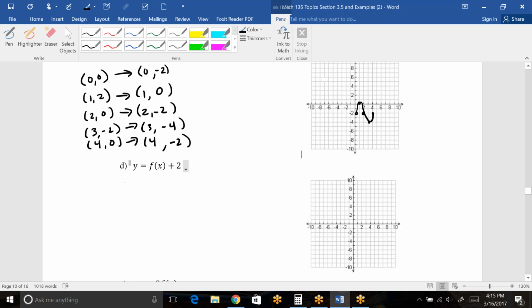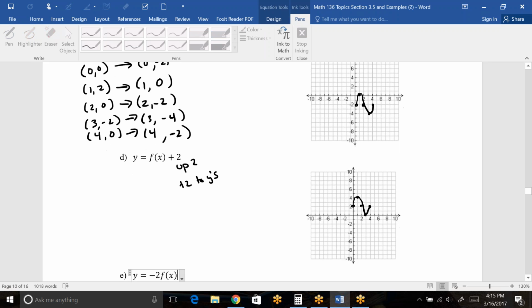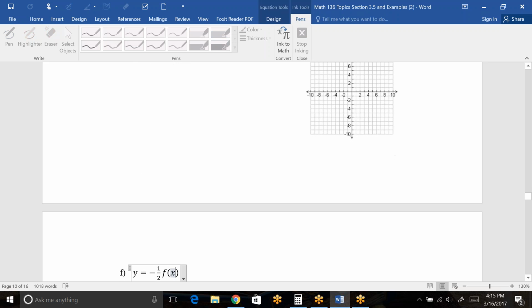So when we do this next one, it's the same kind of problem except we're just going up 2, or adding 2 to the y's. So (0, 0) would move up to (0, 2). (1, 2) would move up to (1, 4). (2, 0) would move up to (2, 2). (3, -2) would move up to (3, 0). And (4, 0) would move up to (4, 2). So notice same thing. The whole same picture, just shifted up 2. And you could do it point by point if you need to as well.